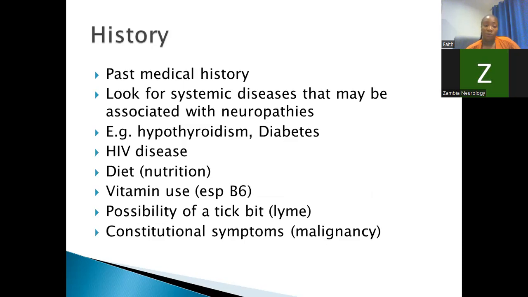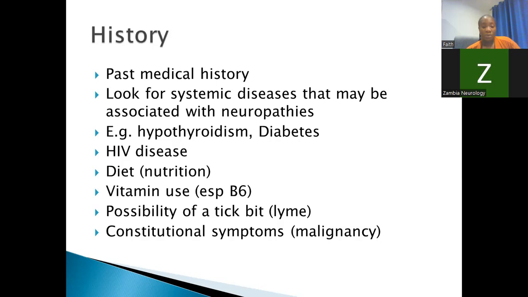And still on the history, we'd also want to get a thorough past medical history, because remember we mentioned there are certain systemic diseases that can be associated with neuropathies. So you are thinking of conditions such as hypothyroidism and diabetes. You would also want to know what the patient's HIV status is. You would also want to know what their diet is, because we have nutritional causes for peripheral neuropathy, such as B12 deficiency. You would also want to know if they're using any vitamins, especially B6.